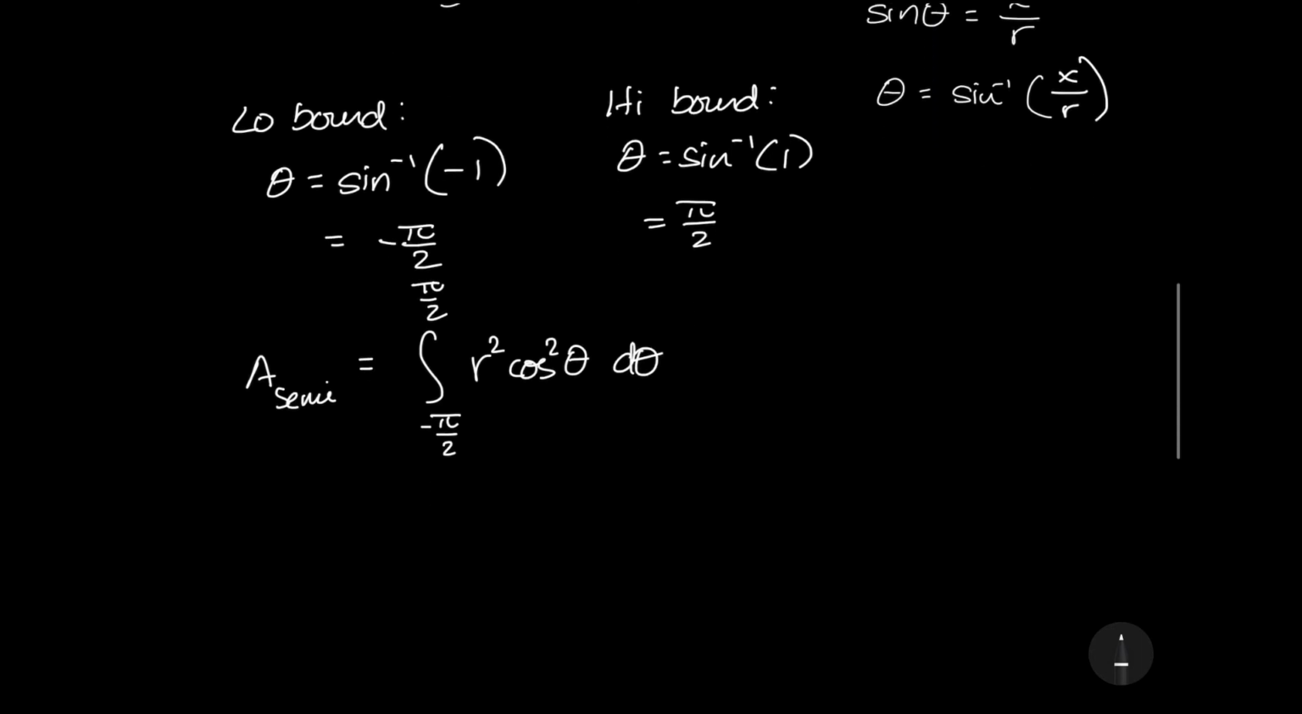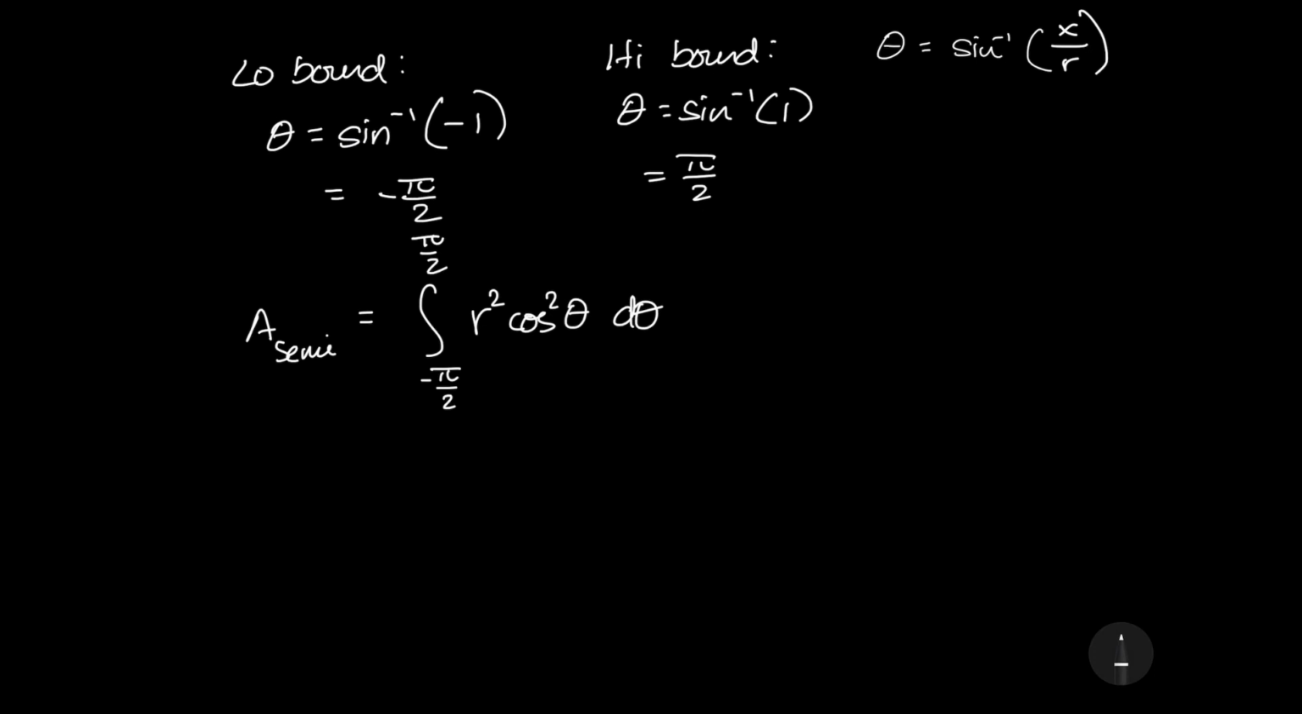Alright, so here is our integral, but how do we evaluate it? At first, it may not be clear, but there is a very useful identity that we can use. Cosine squared theta is equal to 1 plus cosine of 2 theta divided by 2. So let's use this identity.